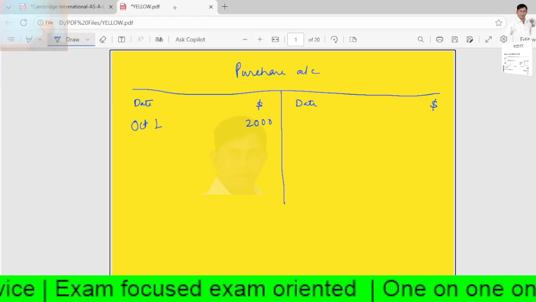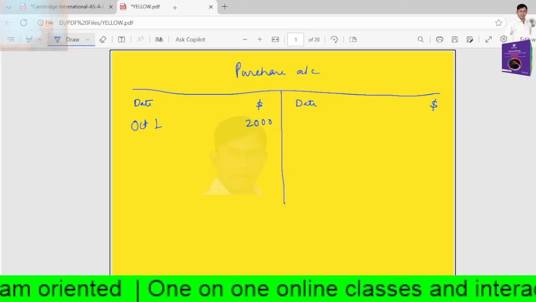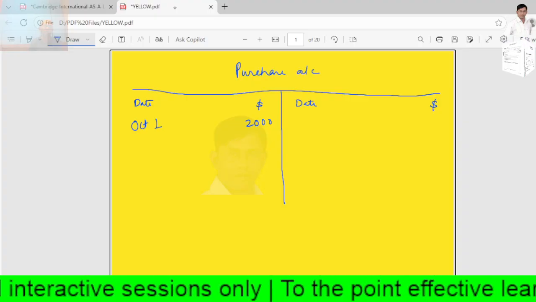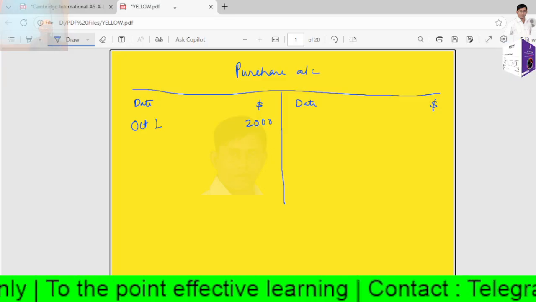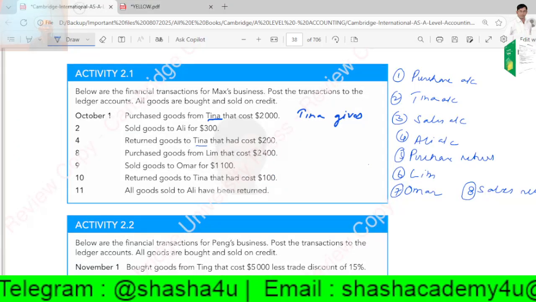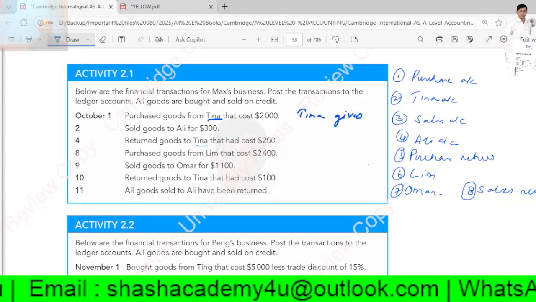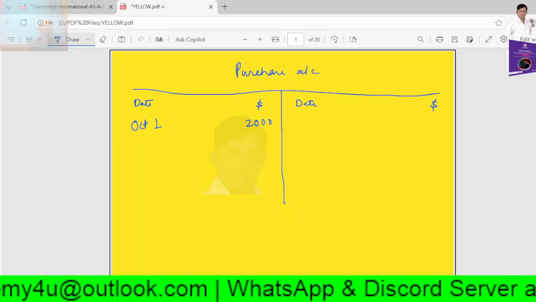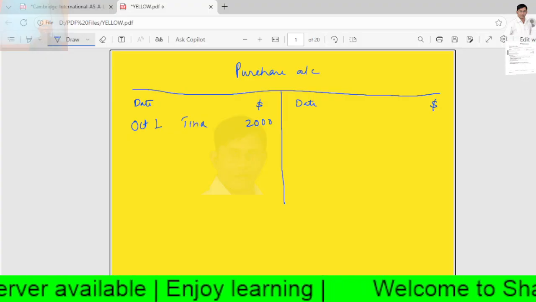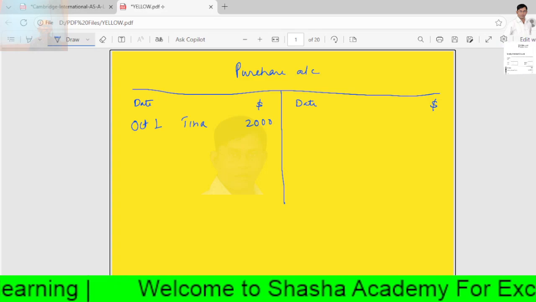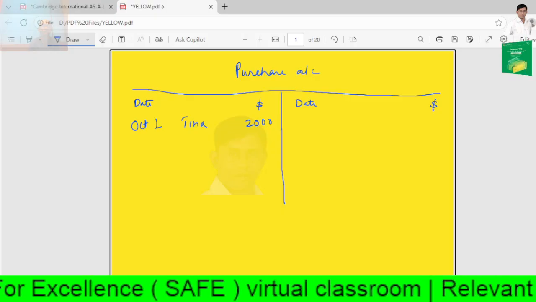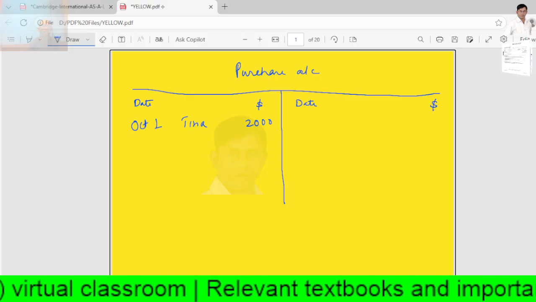A lot of students get confused. They write something here, if they have debited. No, it is not like that. Purchase account debit means purchase account is debited. With whom? From whom have you purchased? You have purchased from Tina. See, purchase account has been debited and Tina's account has been credited. This is the completion of the entry. So we have to prepare Tina account.